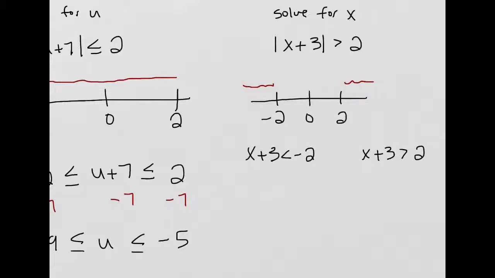And since the 2 intervals are not connected, since they're separated by a gap, I'm going to use the word "or" in the middle. And so now all I want to do is solve each one of those inequalities separately. So if I solve the first one, I would subtract 3 from both sides. And that gives me x is less than negative 5.